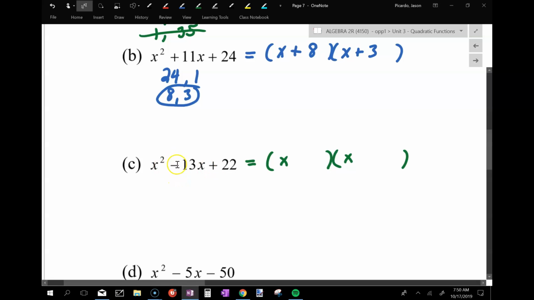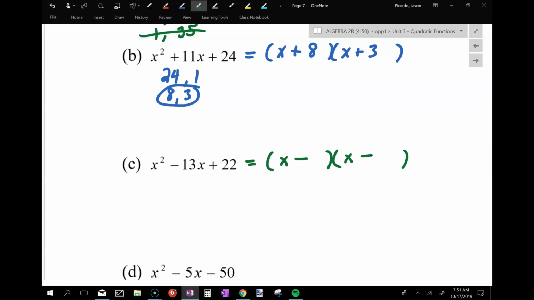But the middle term is negative. Well, there's no way that you can add two positive numbers together to get a negative, right? So I know for a fact that these both have to be negative. No doubt about it. What are the ways I can get 22?